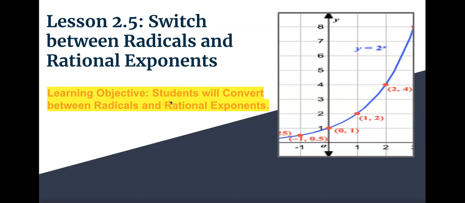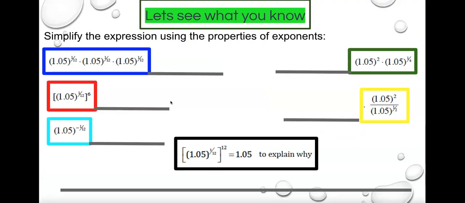Alright, so now we're moving into lesson 2.5, and that's going to be dealing with switching between radicals and rational exponents. Our learning objective: students will convert between radicals and rational exponents. Alright, so as always, we're going to start off with a little warm-up here. So I would like you guys to go ahead and take a second to complete the warm-up.